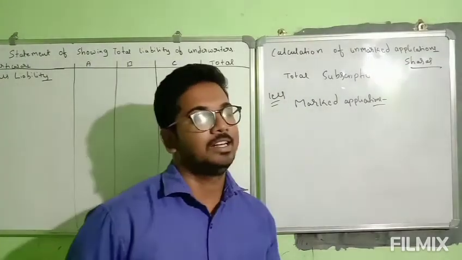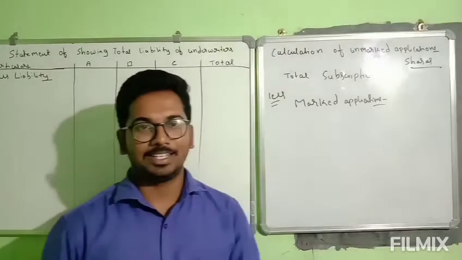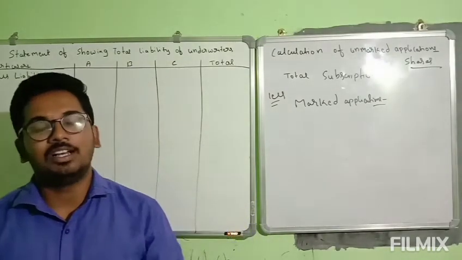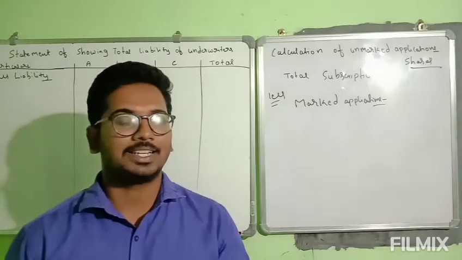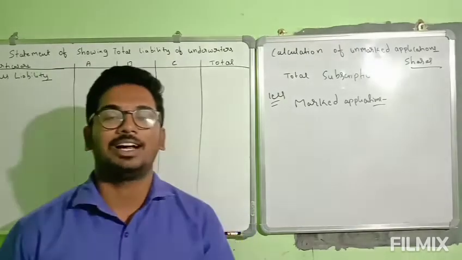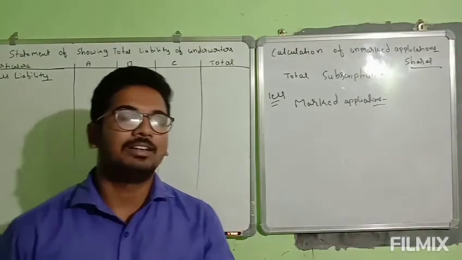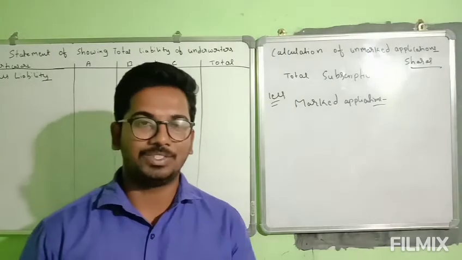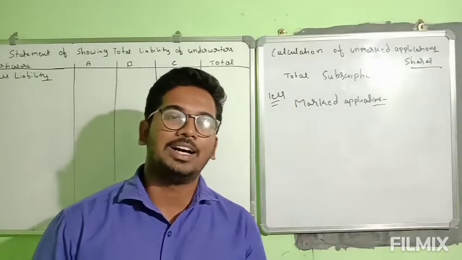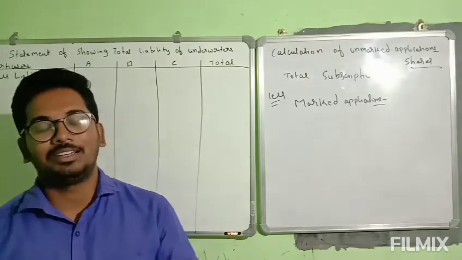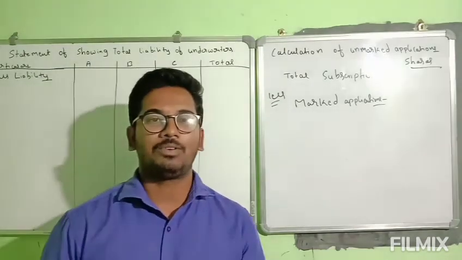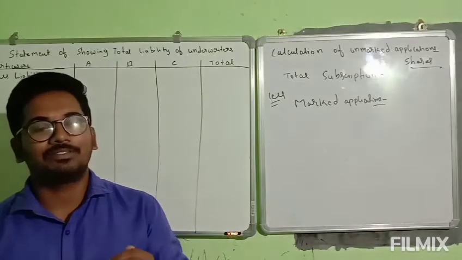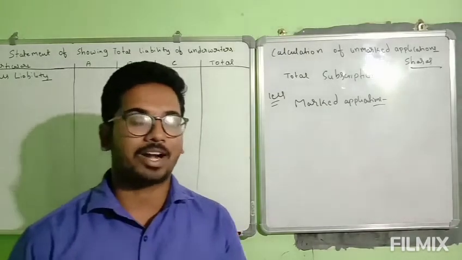Hello dear students, in the last class we saw the sums on firm underwriting. There are only two ways: either firm underwriting is treated on par with unmarked applications, or it is treated on par with marked applications. If no information is given, you just treat firm underwriting as on par with unmarked applications. If specific information is given that firm underwriting is included in marked applications, you treat firm underwriting on par with marked applications.